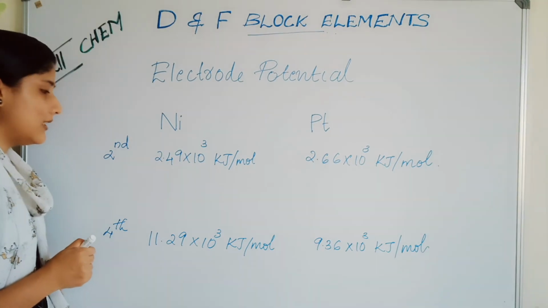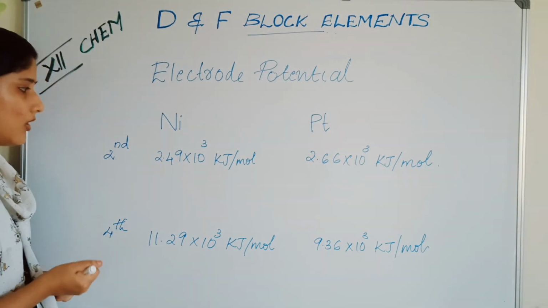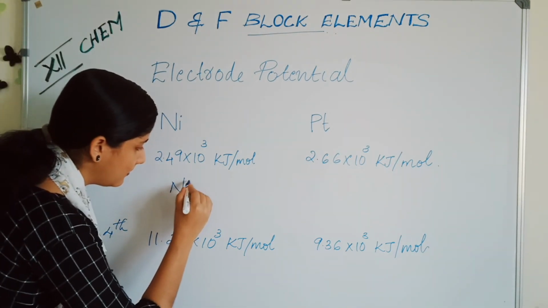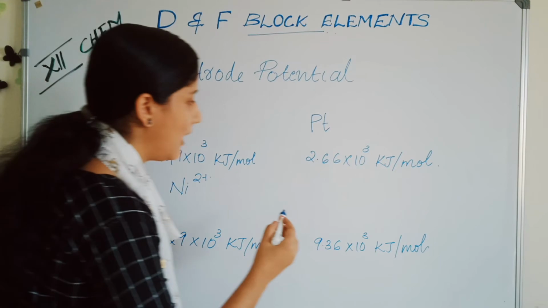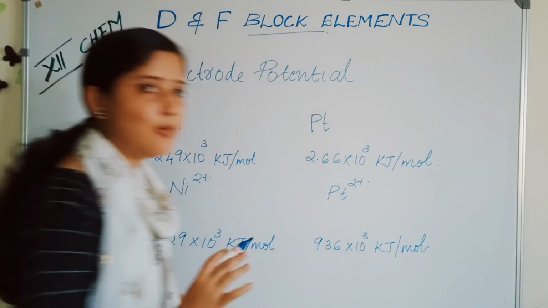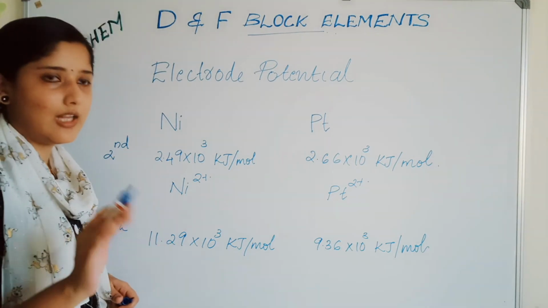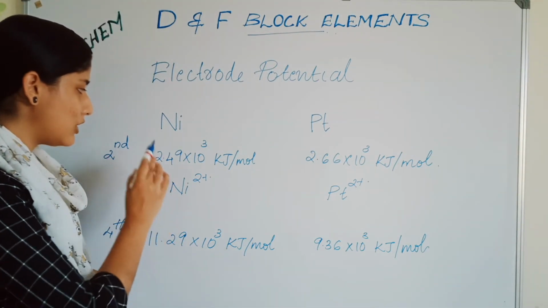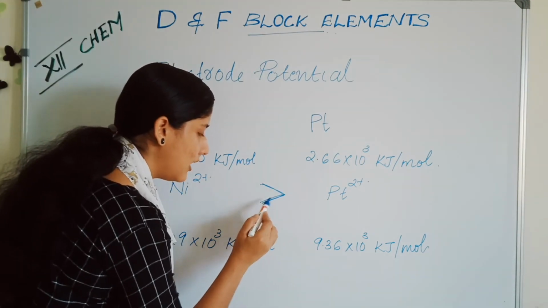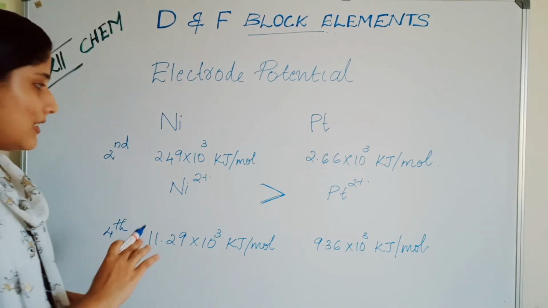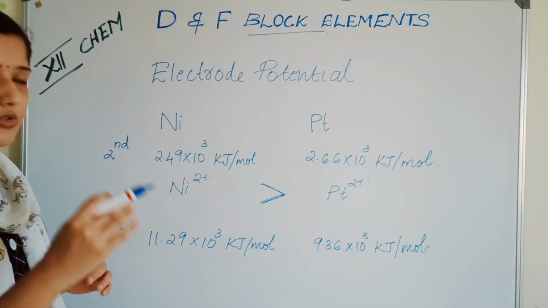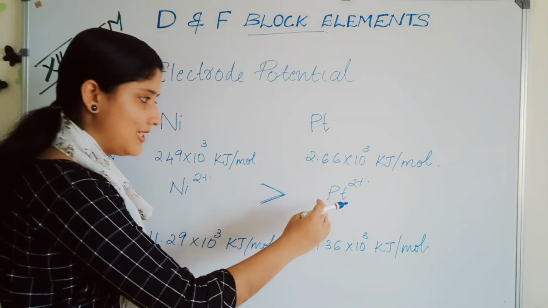So, the second oxidation state of nickel means what? Nickel 2+. And for platinum also it is platinum 2+. That is the meaning of second ionization enthalpy. For nickel 2+, the value is low. Hence nickel 2+ is more stable than platinum 2+. Comparing platinum and nickel, nickel 2+ is more stable. That means nickel can give 2 electrons easily compared to platinum.